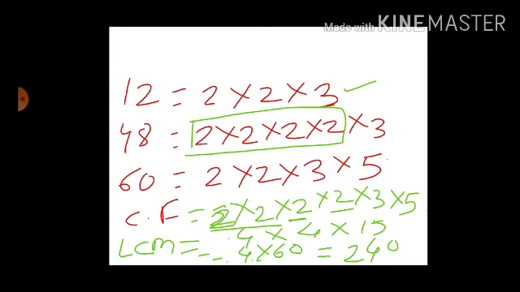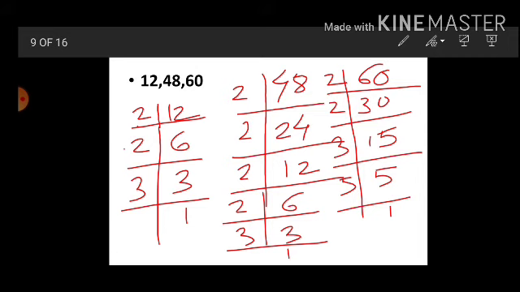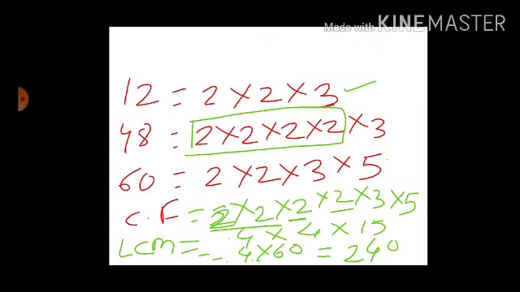Understood students? First we take out all the prime factors of 12, 48, 60, and then I take out the common factor and then the LCM.